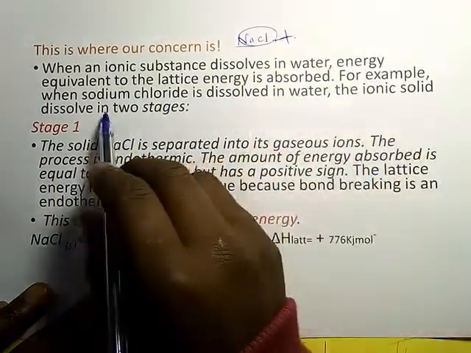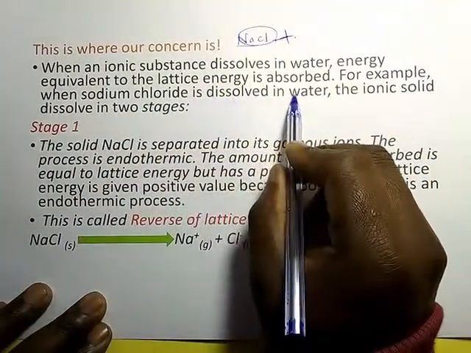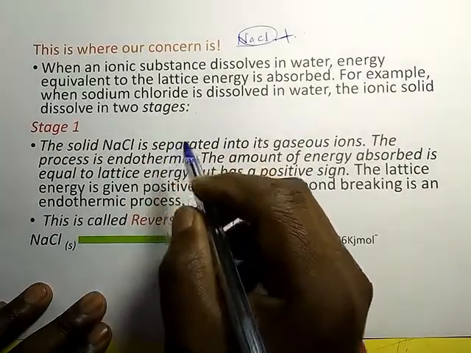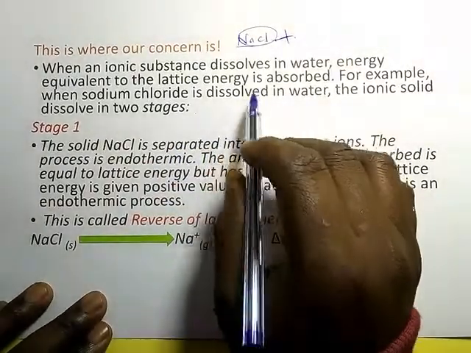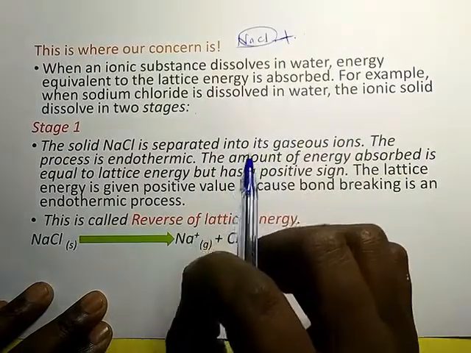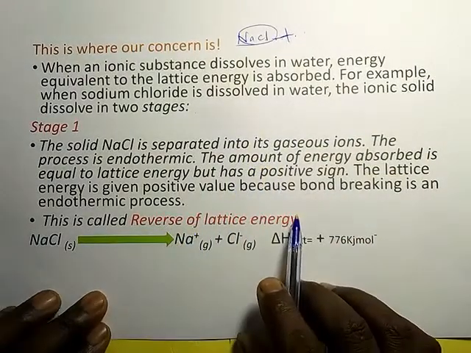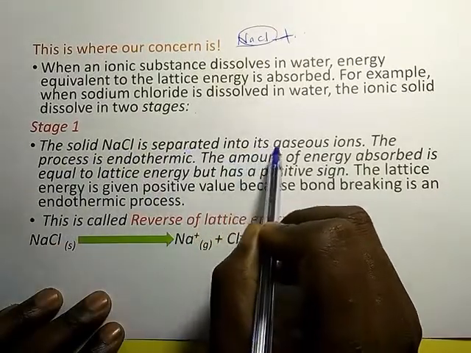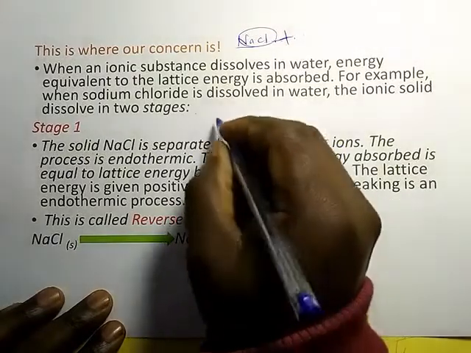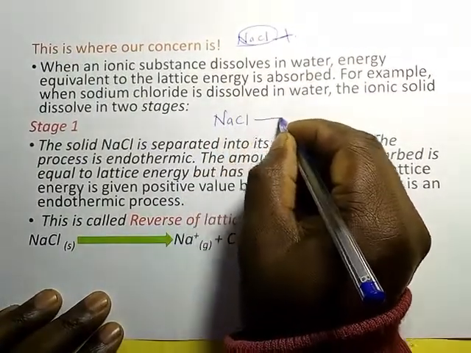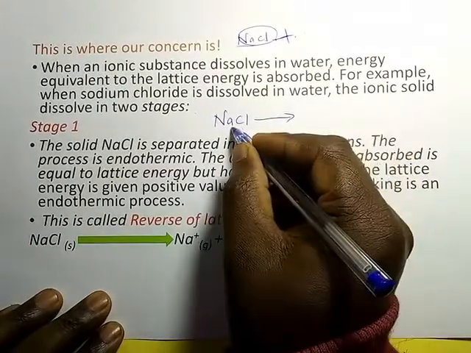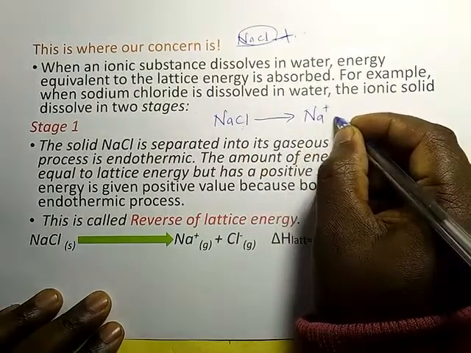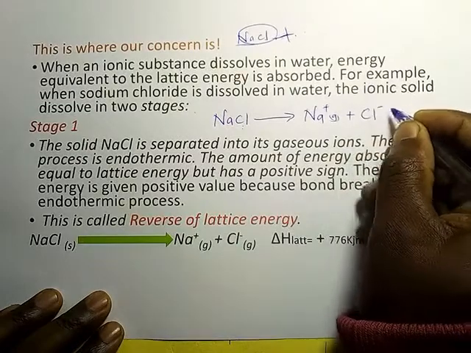For example, when sodium chloride is dissolved in water, the ionic solid dissolves in 2 stages. So it doesn't just dissolve. Stage 1, the solid sodium chloride is separated into its gaseous ions, meaning that sodium chloride is broken down. That is bond breaking. The bonds are broken like this. So sodium chloride breaks into gaseous sodium ions plus chloride ions, which are gaseous.